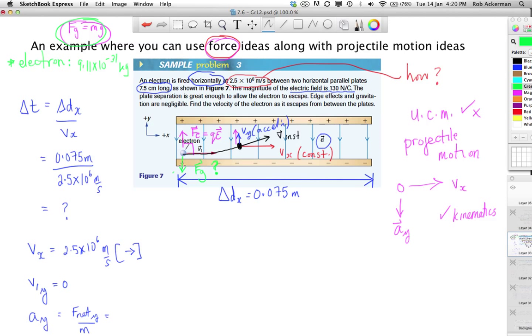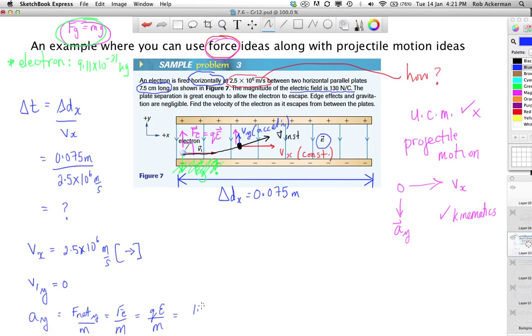So we can actually neglect gravity here. We don't have to calculate its force. It is dwarfed, it is overwhelmed by the electric force. So getting back to over here, Fnet is really just going to be Fe, and that will be QE over m.